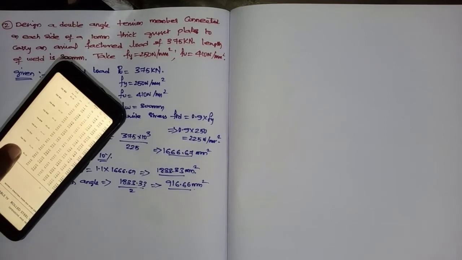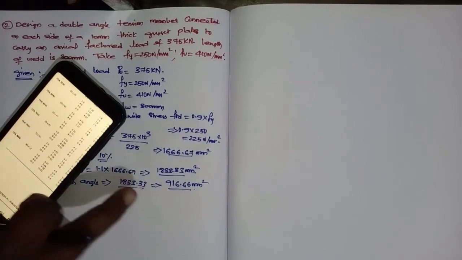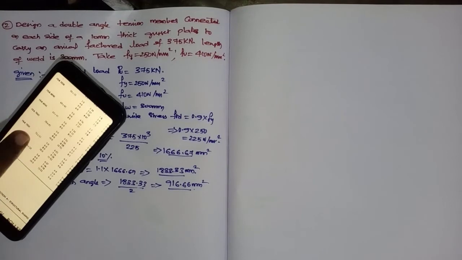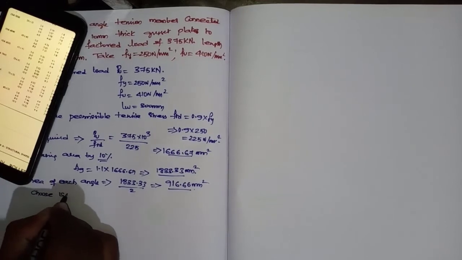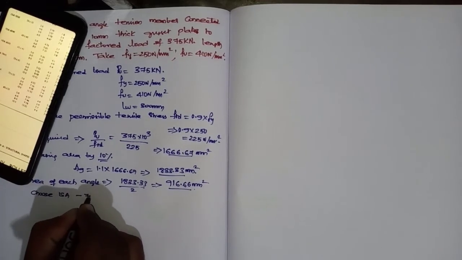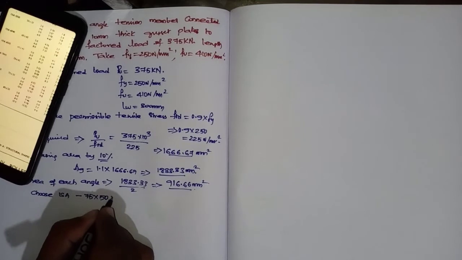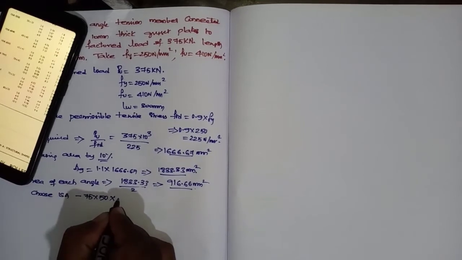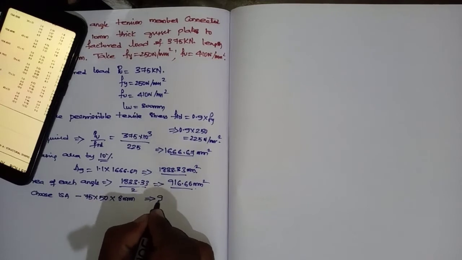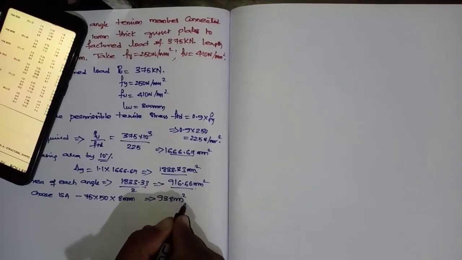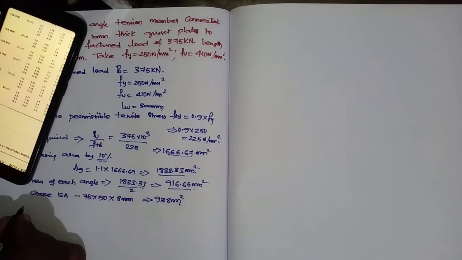So see here, 916 we required 938. So choose ISA 75 by 50 by 8 mm with an area of 938 mm square. Okay, so what will be the gross area of two angles?